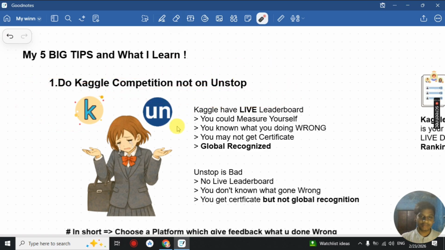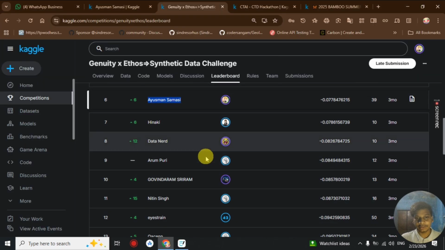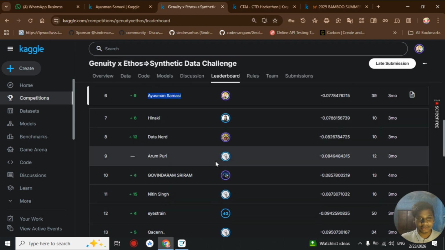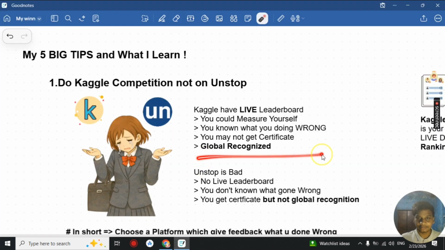So this is from my experience, and the reason why I choose Kaggle is because it has a live leaderboard, so basically you could measure yourself, okay? So if you go to their leaderboard, you could clearly see the difference of the scores here and your rank, etc., okay? So this is a plus point of Kaggle and you basically understand and measure yourself, okay? And you could understand what you have gone wrong. You may not get a certificate here but it is globally recognized. So if I were given a choice, I would always use Kaggle here, okay?